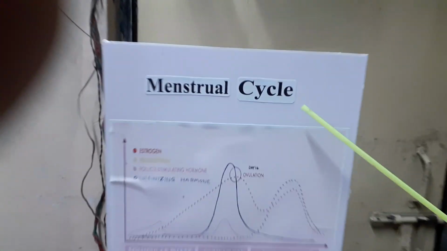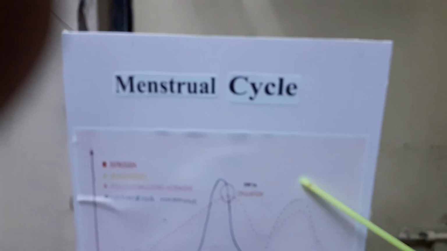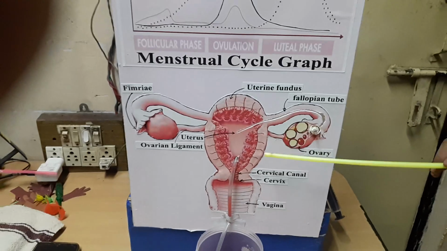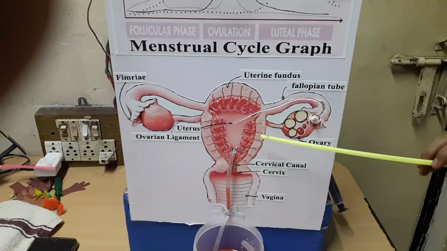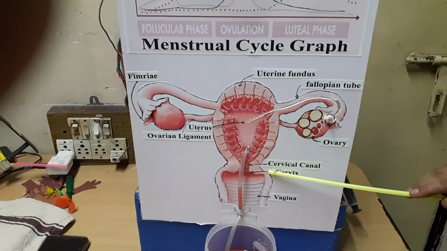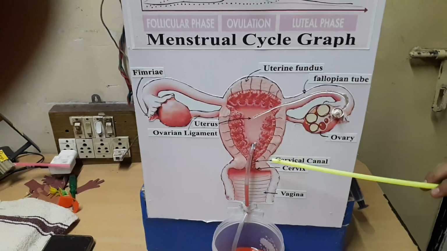The topic is the menstrual cycle, about which we'll learn using a graph and a working model. The menstrual cycle begins with menstrual bleeding. Once the bleeding stops, the uterine lining becomes thicker and begins to prepare for the possibility of pregnancy.